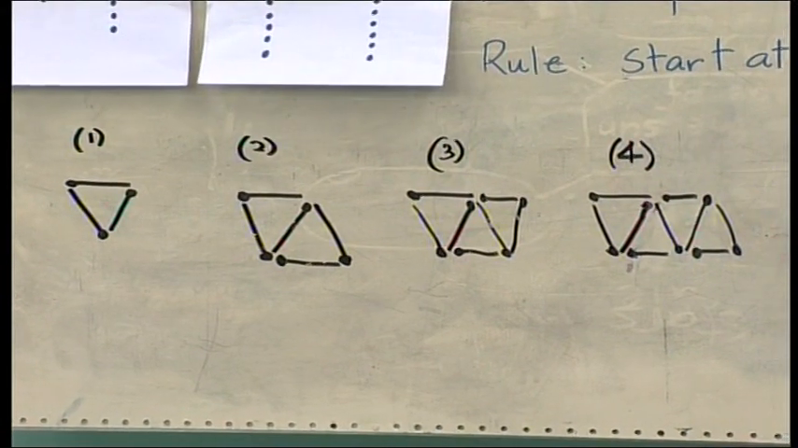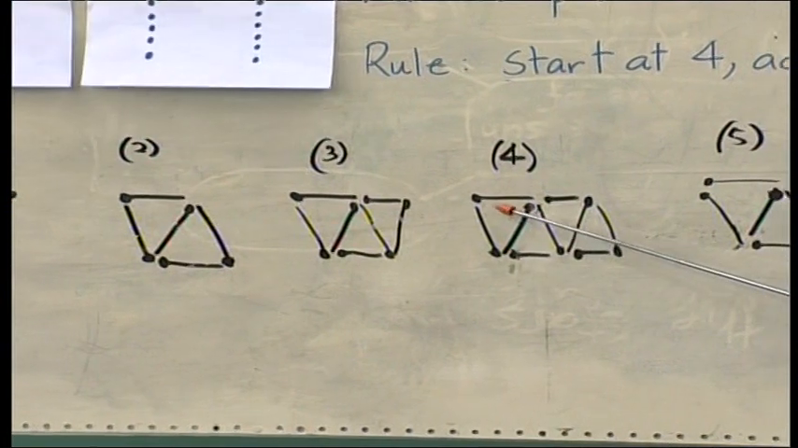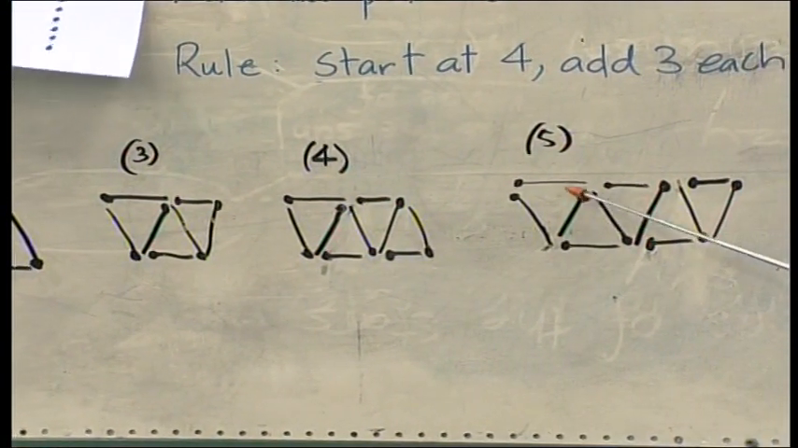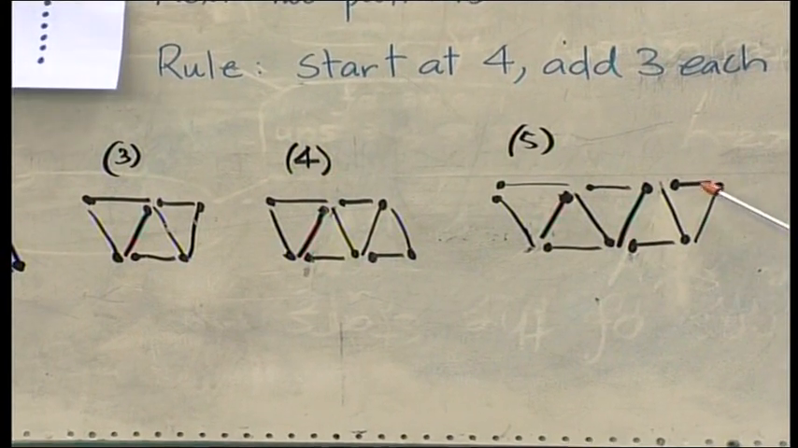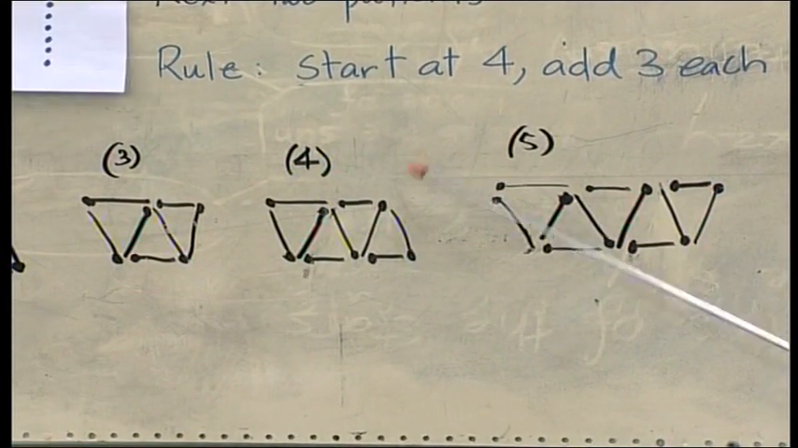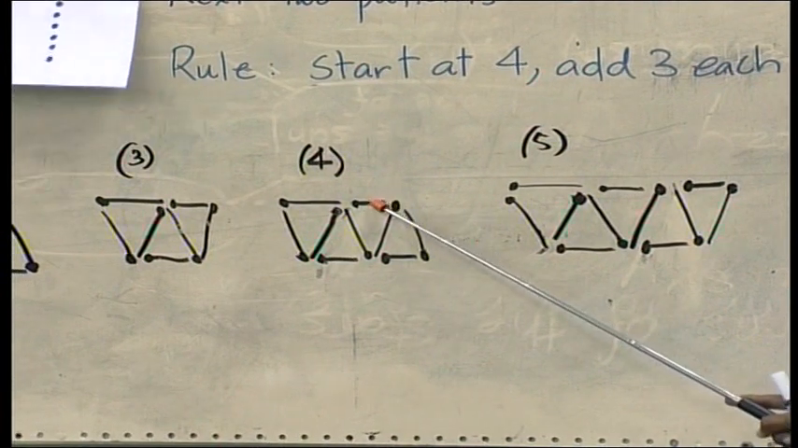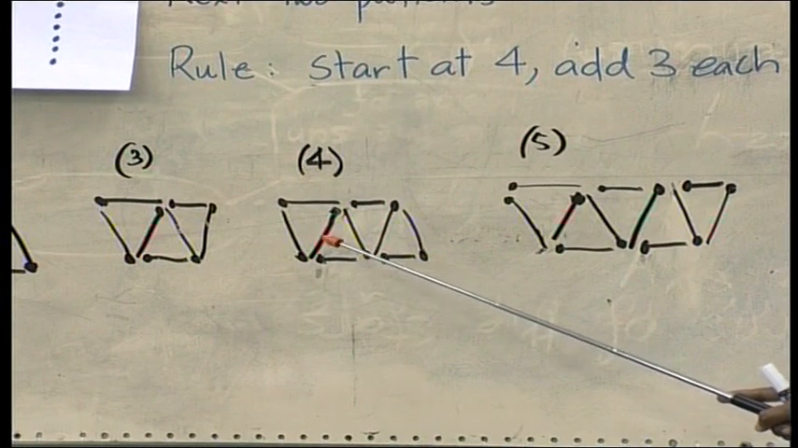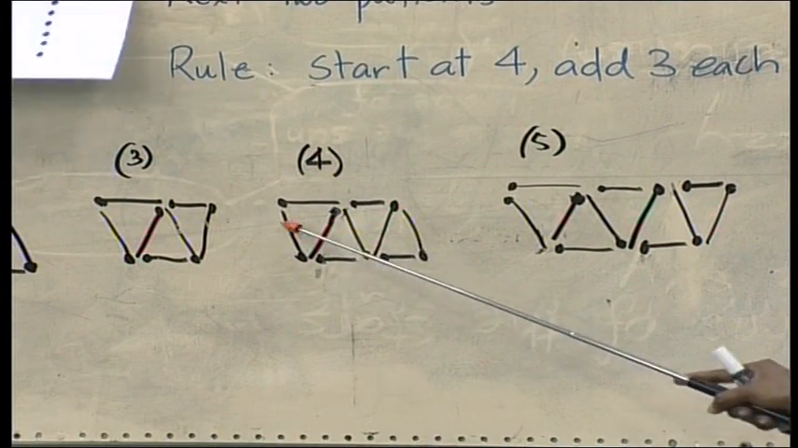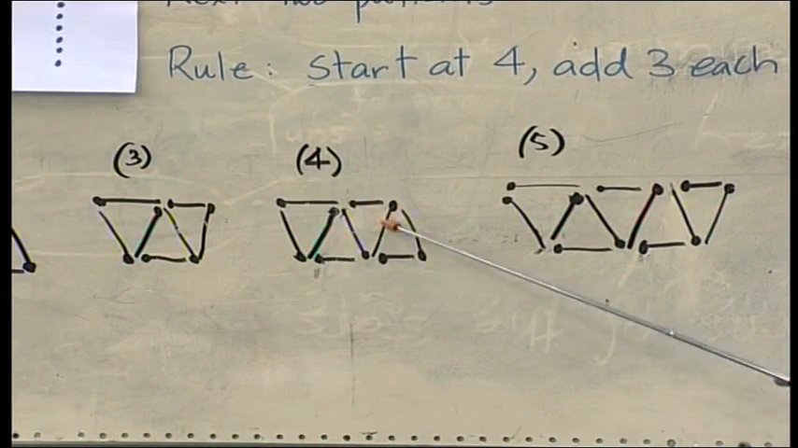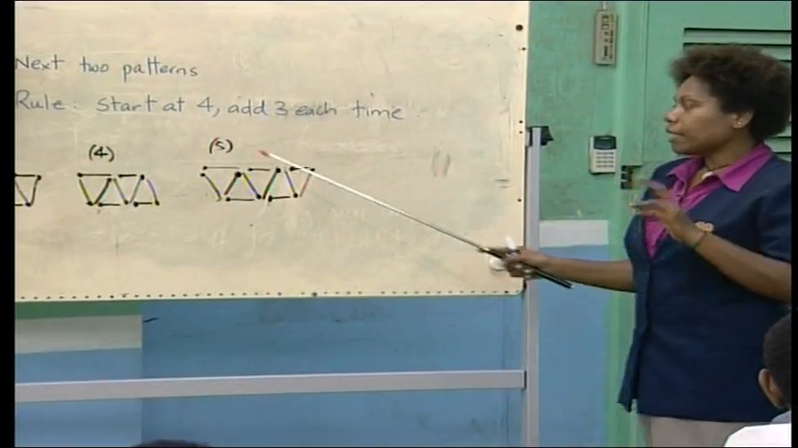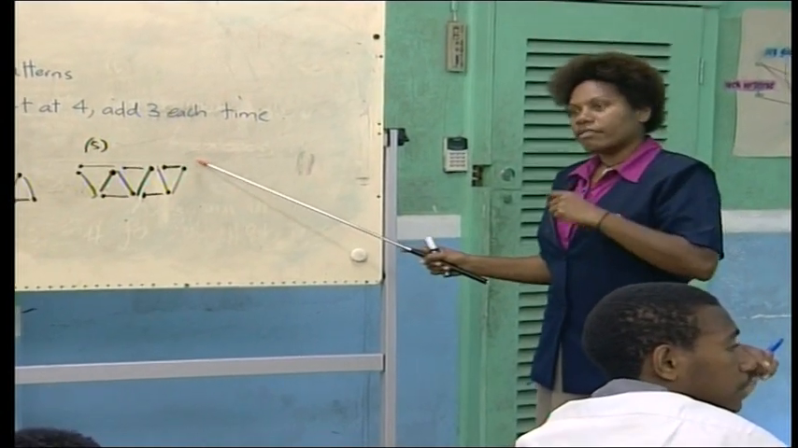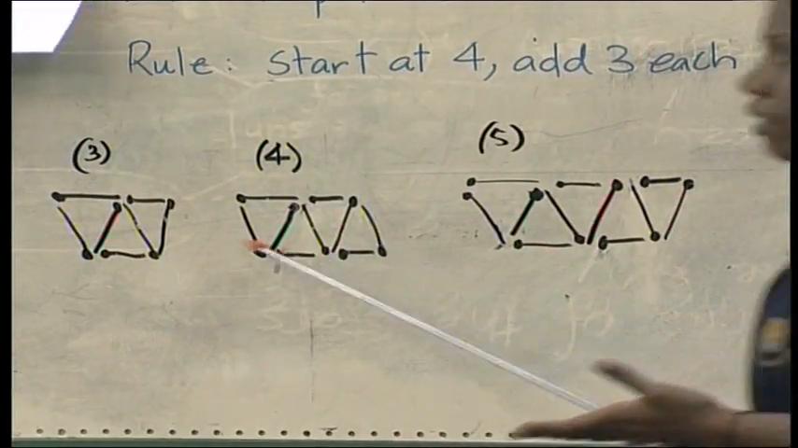So pattern four and five, you should have something like this. So pattern four, you have one, two, three, four triangles. Pattern five, one, two, three, four, five triangles. Pattern four, how many matchsticks, receiving students? Nine. 1, 2, 3, 4, 5, 6, 7, 8, 9. Okay. Pattern five, how many? 11. 9 plus 2 is 11. Okay. So that's it.